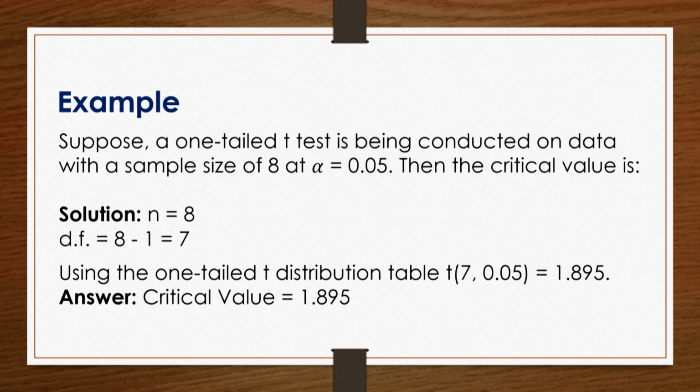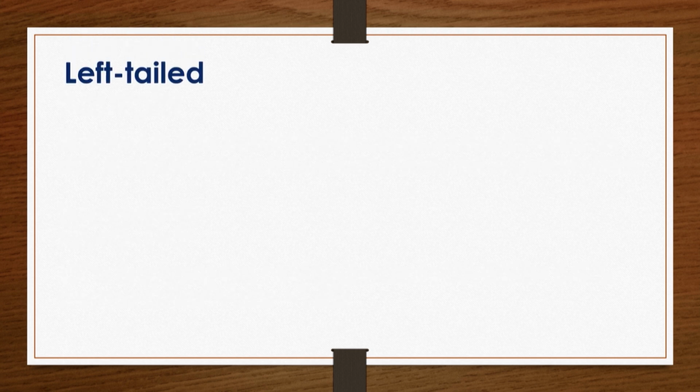Similarly, here I give an example. This example will give you much more idea how to calculate the critical value. Suppose a one-tail test is being conducted on data with a sample size of 8 at alpha equal to 0.05, then the critical value will be obtained by the following solution. When n is 8 for a one-sample t-test, degrees of freedom is 8 minus 1, equal to 7. Using the one-tail test t distribution table, we get the t value for 7, 0.05, that is 1.895. So the critical value is 1.895.